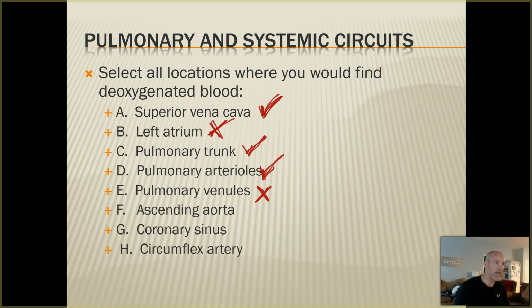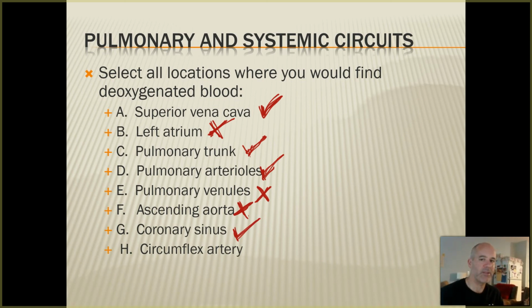How about the ascending aorta? No, the aorta is going to have oxygenated blood. If it doesn't, you're in big time trouble. Coronary sinus, you guys remember where that is? That's kind of a big, thick vein on the posterior side of the heart, and it is bringing deoxygenated blood that has drained off of the walls of the heart itself and returning it over to the right atrium. So that will have deoxygenated blood.